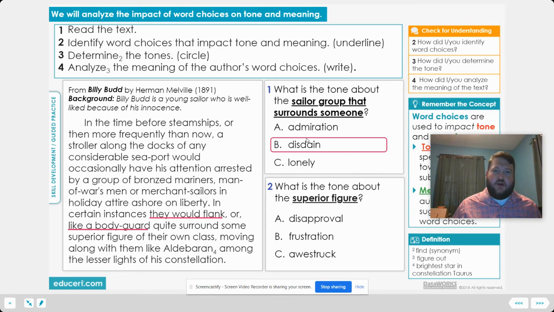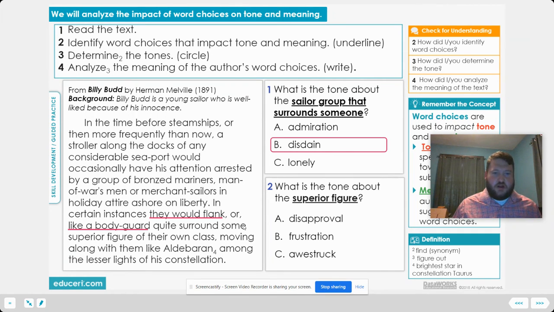Obviously, we're not talking about lonely here, and they are not surrounding them. I know sometimes we see bodyguard here, right? We think of a president or something like that. But in this case, that's not the meaning at all, right? This is more of a surrounding them, but not in an admiring way, like a bodyguard might for a president. This definitely drips here with disdain.